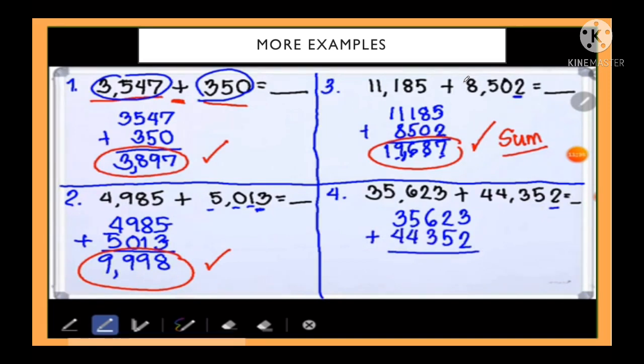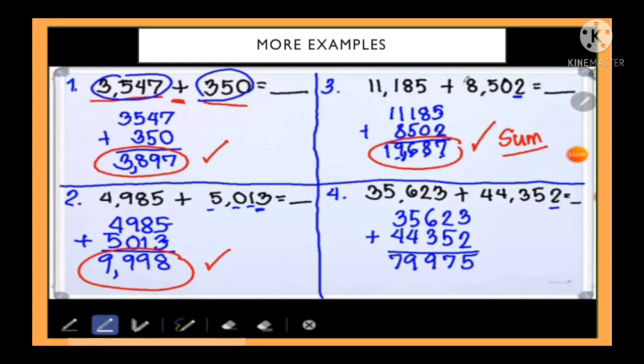Okay. Let's add 3 plus 2. 5. 2 plus 5, 7. 6 plus 3, 9. 5 plus 4, that is 9. 3 plus 4, that is 7.